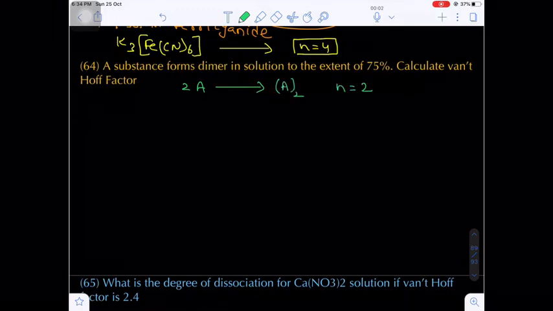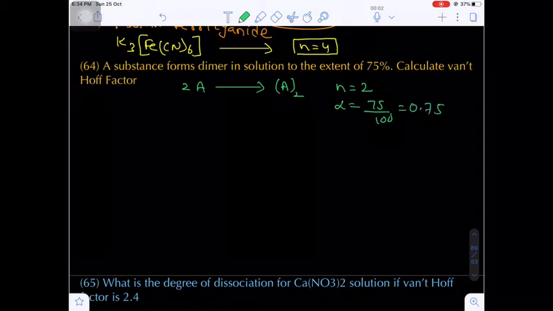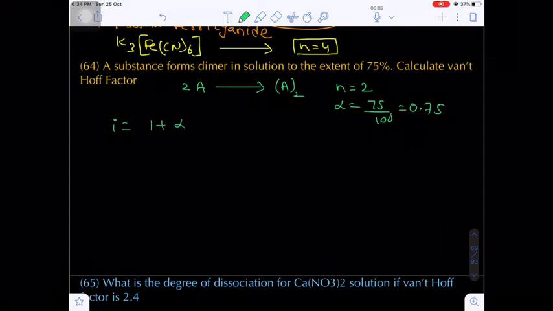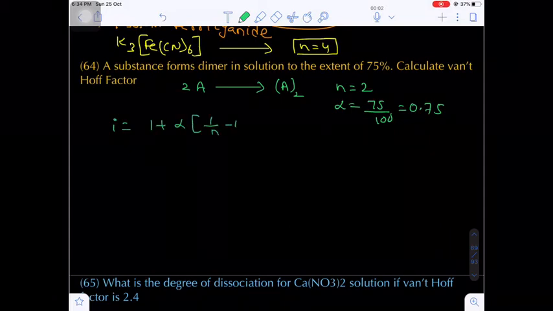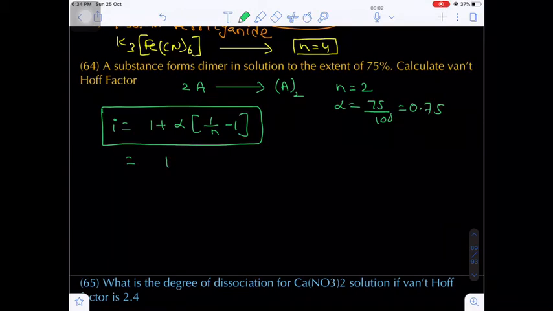So number of particles associating here? 2 particles. And what is the alpha value given? 75%. That means 0.75. Now what is the iota value? Iota value equals 1 plus alpha into 1 by n minus 1. Remember, this formula is very, very important. Okay, iota is equal to 1 plus alpha into 1 by n minus 1.